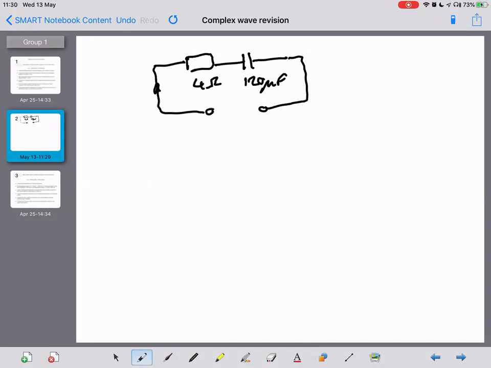560 sine 150 pi t plus 220 sine 450 pi t. So you've got two sine waves added together.